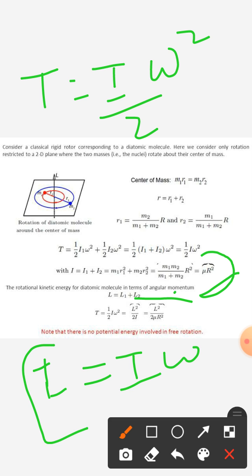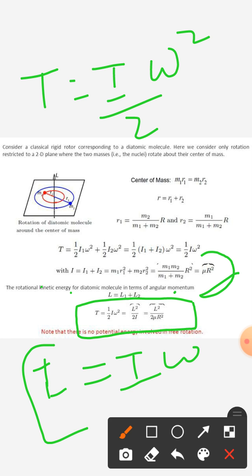So this is the total kinetic energy of a center of mass system which has two particles of mass m1 and m2 and rotational radii r1 and r2. It will have total kinetic energy equal to L square upon 2 mu R square, where L equals the total angular momentum of the system and mu is the reduced mass.